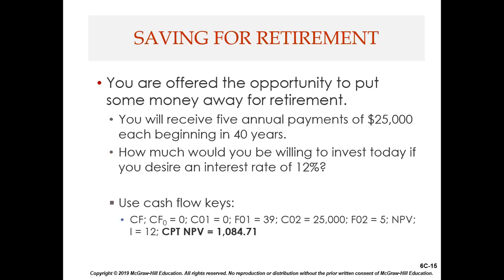So now I'm going to add those. Maybe a little bit longer, but it's doable this way if you don't have those cash flow keys. 268.67 plus 239.88 plus 214.18 plus 191.23 plus 170.74. $1,084.71. The cash flow keys just make it quicker and easier, but it's doable without them. And that's what I wanted to show you. You're just calculating the present value of each of those payments separately, and remembering they start in 40 years. So your first N is 40, then your second would be 41, 42, 43, and 44.